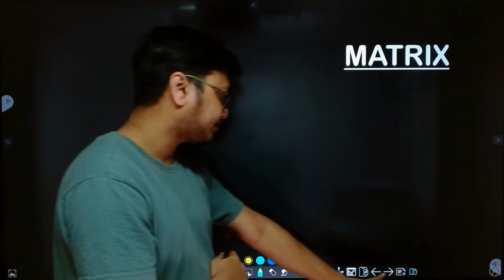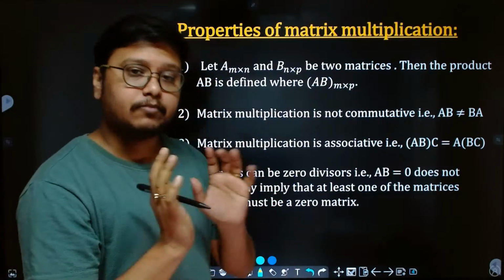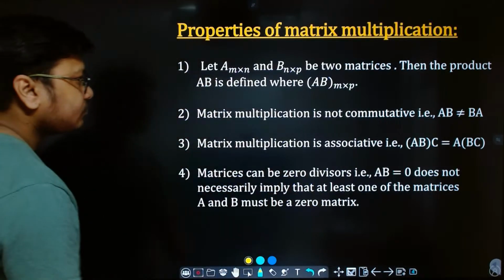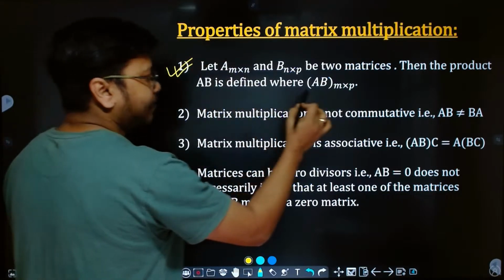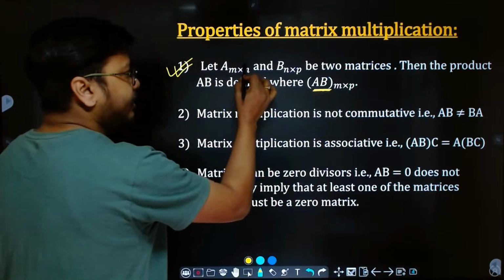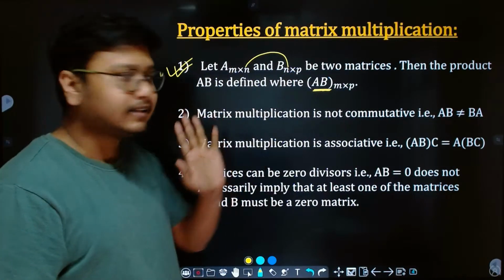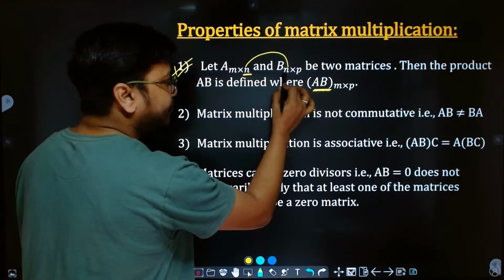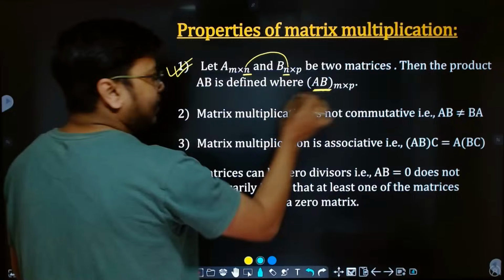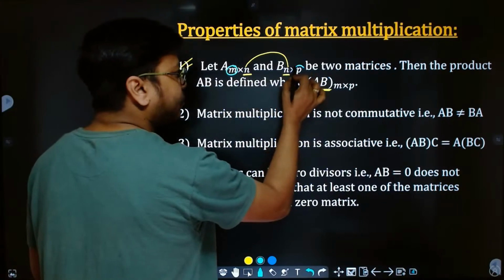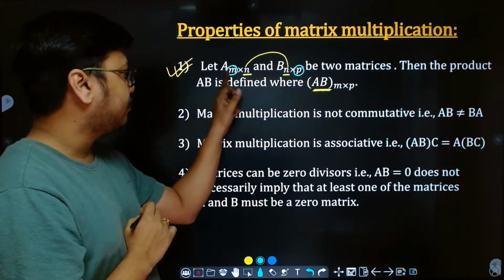First, let's do a little bit of theory. These theories will be directly required while solving the problems, so pay attention to them. This is the first one, the most basic one. Each and every one of you knows that matrix multiplication is possible if the number of columns of the first matrix and the number of rows in the second matrix are the same. So A has n columns and B has n rows, they are the same. That means multiplication is possible, and after multiplication the order will be m cross p. So if A is m cross n and B is n cross p, the final order will be m cross p.